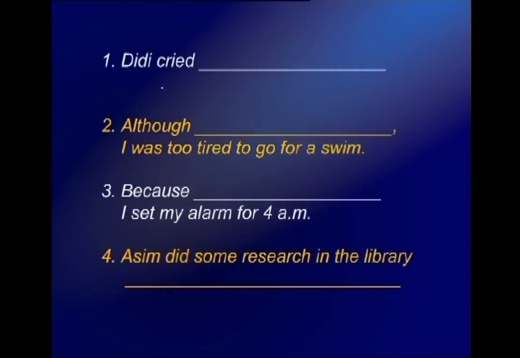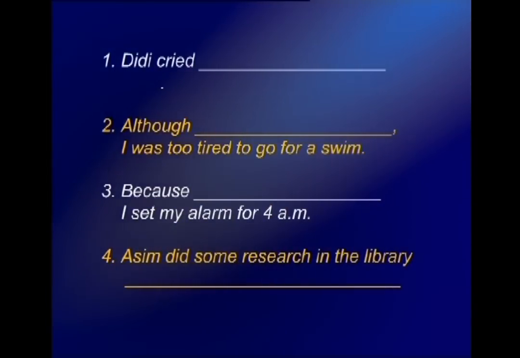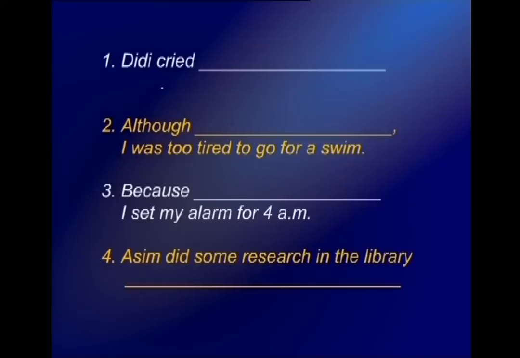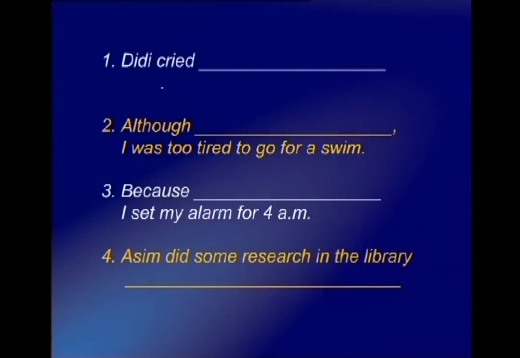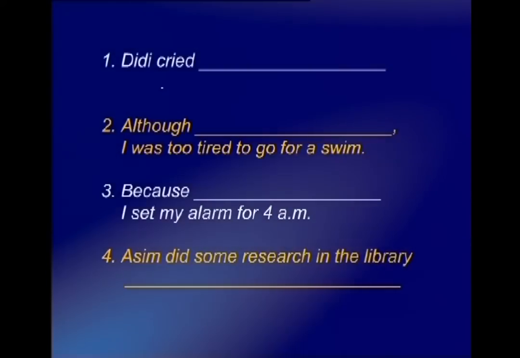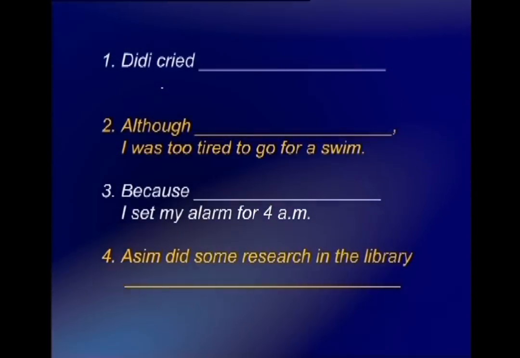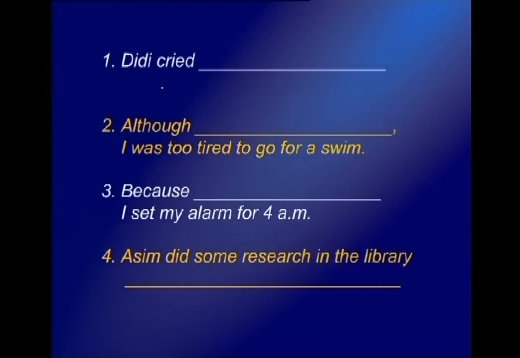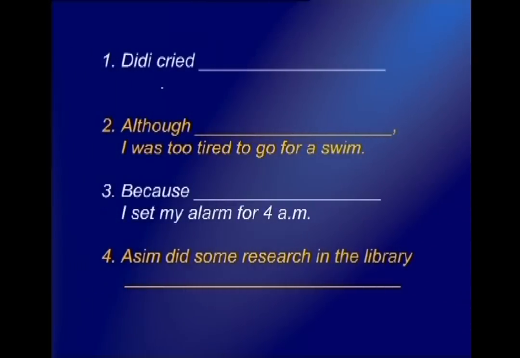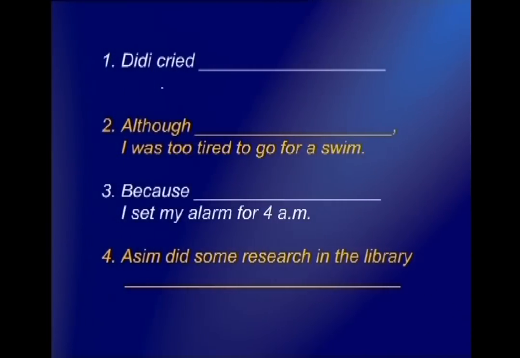The third sentence, because I set my alarm for 4 a.m. So how will you complete this? Fill it with a dependent clause. The dependent word is already given to you, and the word is because. I set my alarm for 4 a.m. because I had to leave for Sialkot the next day. That is a statement which has a subject and a verb, but it begins with a dependent word, and the dependent word was because.